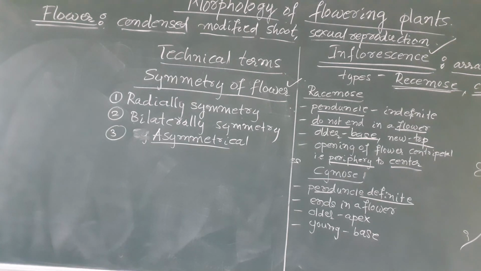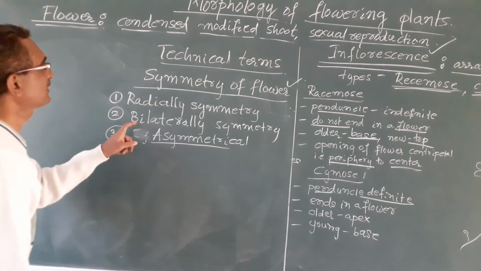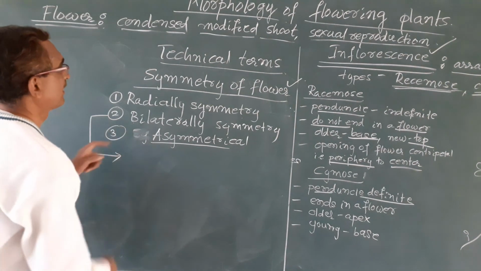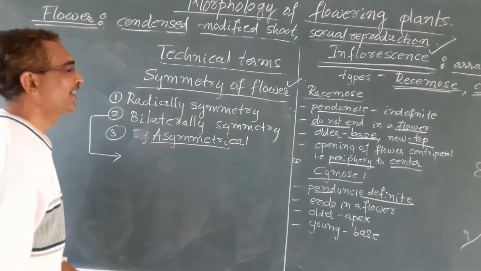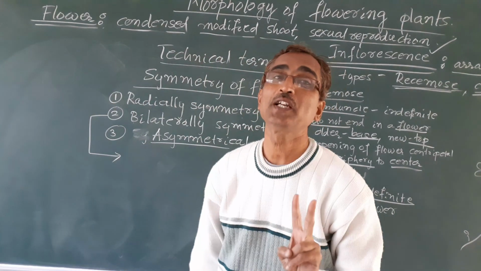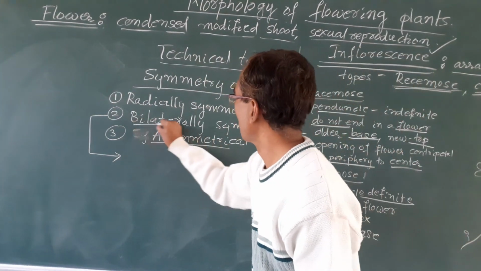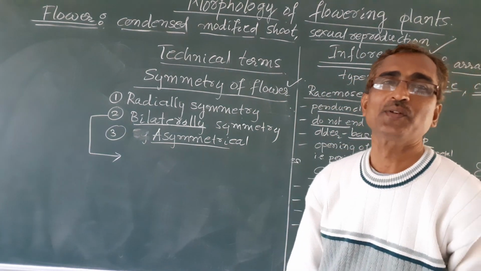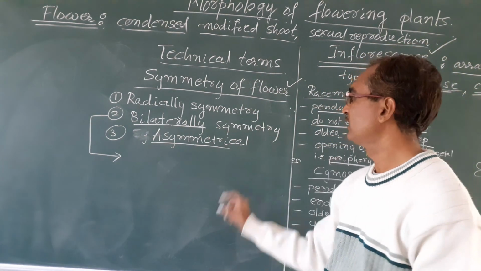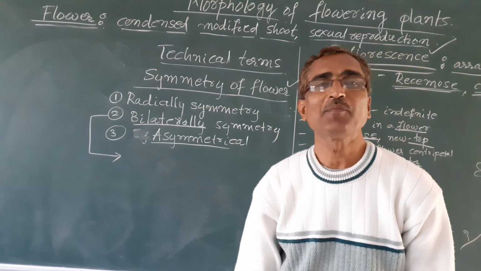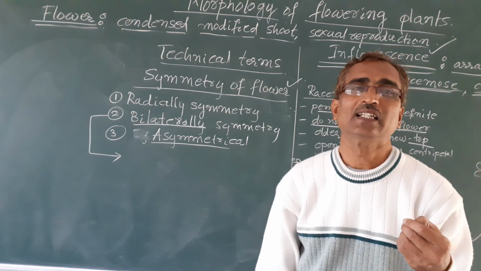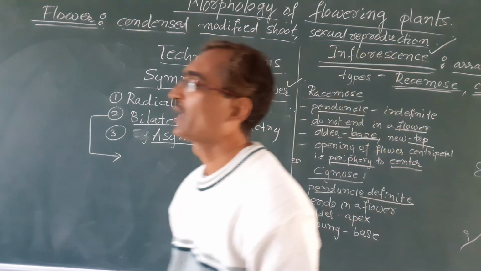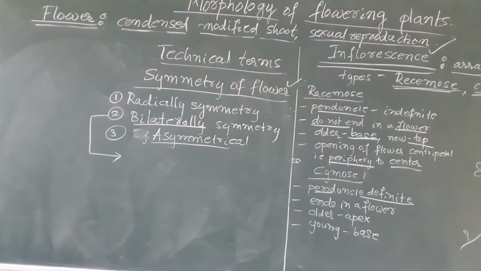First let us see bilateral symmetry. Bi means two. A flower that can be divided into two equal parts is known as bilaterally symmetrical. So the bilaterally symmetrical flower can be divided into two equal parts by the axis passing through the center.